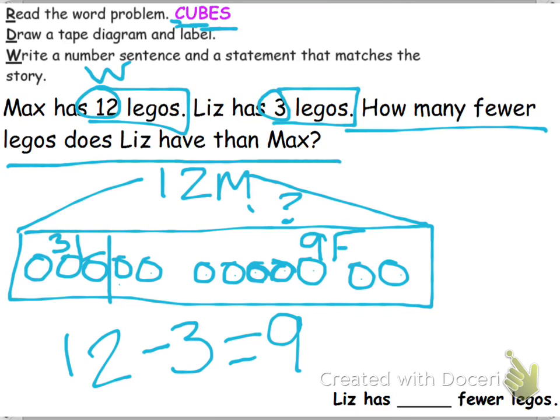So now our statement says Liz has 9 fewer Legos. I'm going to box in my 9 in my number sentence. So this right here is how to solve a word problem whenever you're comparing two things using a tape diagram.